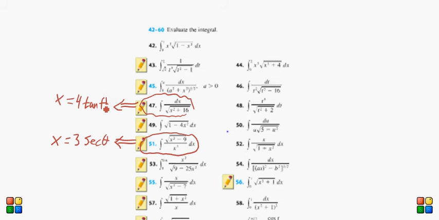And let's see if we could find one that involves a sine type substitution. It looks like 42 does at the very top. So this would be a sine substitution. Here I'd let x be sine theta. Where's another sine one? There's a few here. Number 50 would be a sine substitution. There we'd let x be the square root of 5 times sine theta because of that 5 there.